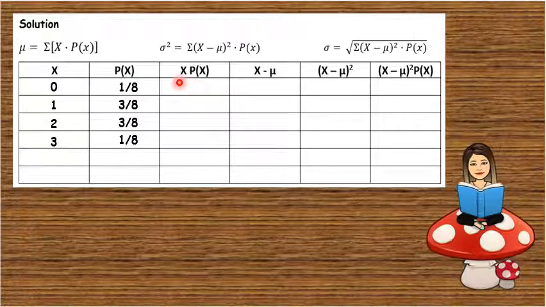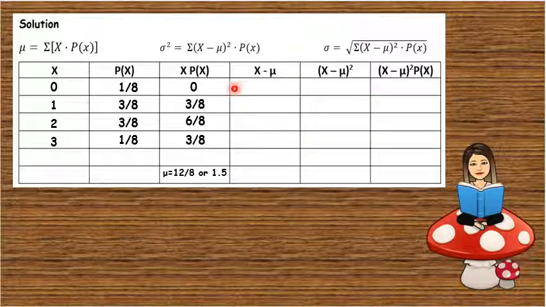And then, multiply x times p of x. 0 times 1/8 is 0. 1 times 3/8 is 3/8. 2 times 3/8 is 6/8. 3 times 1/8 is 3/8. For a total of 12/8 or 1.5. Ito na yung kinuha natin yung sum or summation na to. So, meron na tayong value ng mu, which is 1.5.